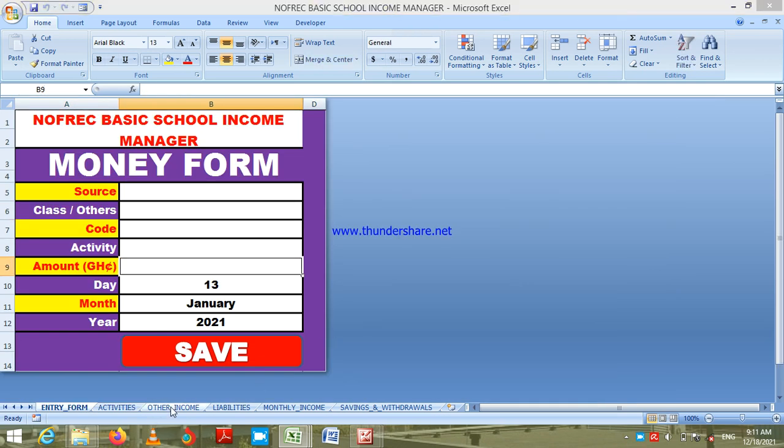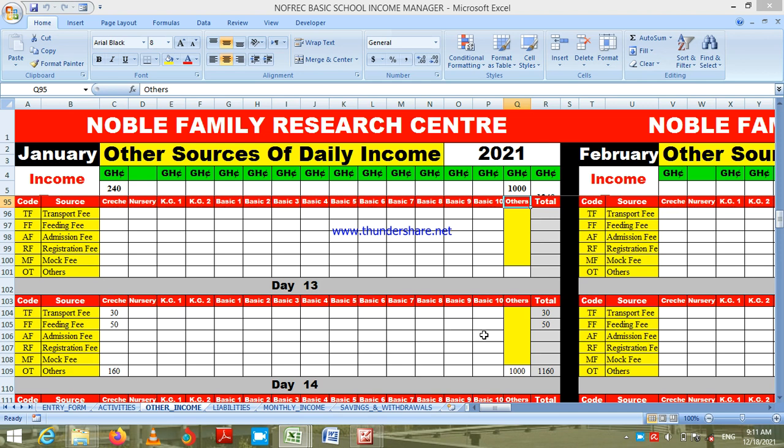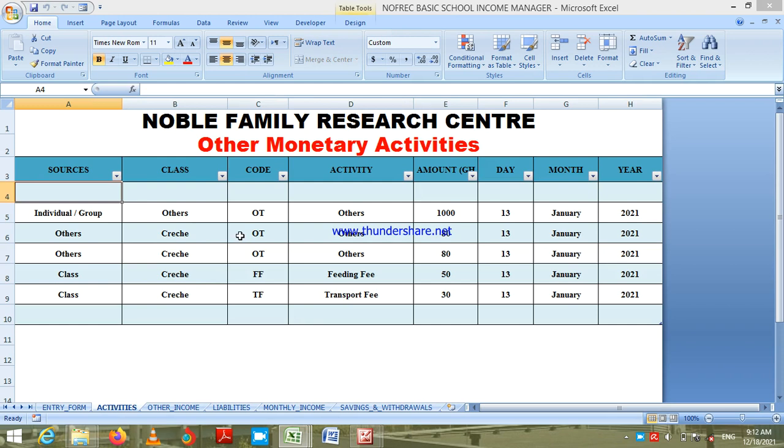Okay, then when we come to our sheets, you could see that on 13th of January, we have money coming to the school as others. We have gotten something as others here. We have other payments here. And it has been realized that we also entered another others too. I've entered another other, that makes it, this one has been repeated twice.